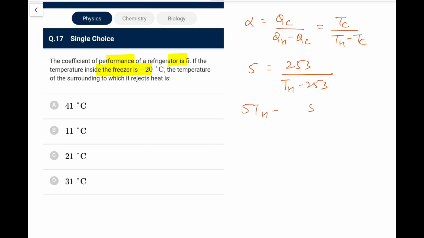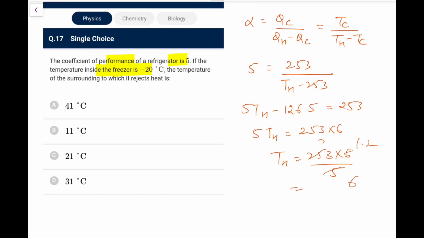So 5 TH minus 253 into 5; 253 times 5 is 1265. So 5 TH is 253 into 6. That would have been better, I have just solved it, but you can write it like this: TH would be 253 into 6 by 5. That would be more comfortable for me. That is 253 into 1.2, which comes to 303.6, approximately 31 degrees Celsius. So go for option D.